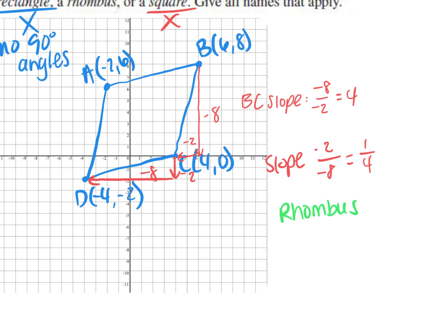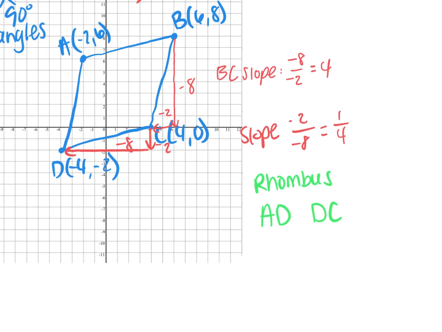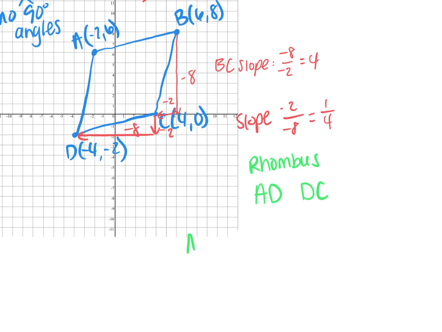Hannah? AD and DC. Very good. So in order to find out how long AD and DC are, what do we have to use? The slope? No, not the slope. That won't give us how long it is, yeah? The distance formula. So your BFF shows up again. Okay, let's do AD first.